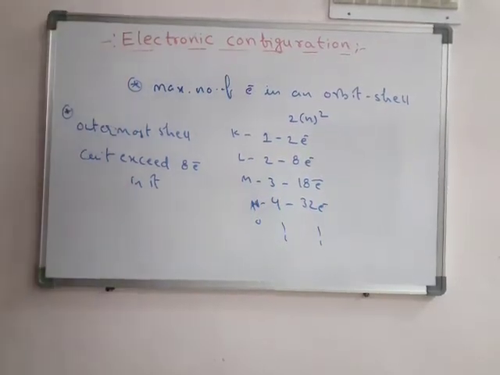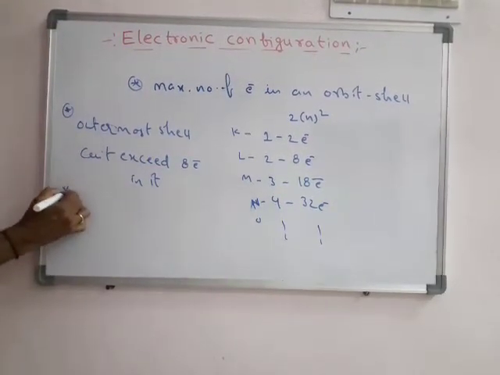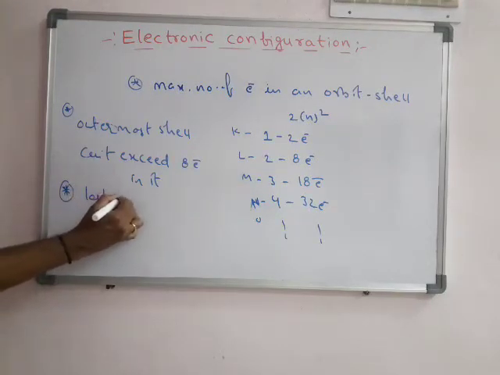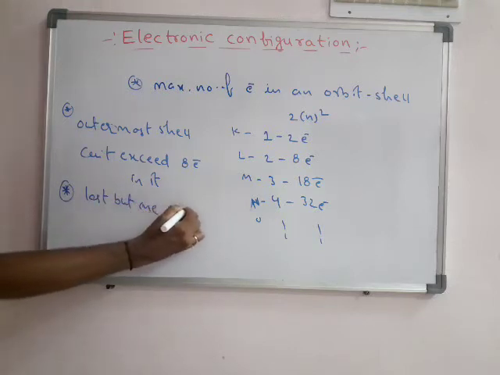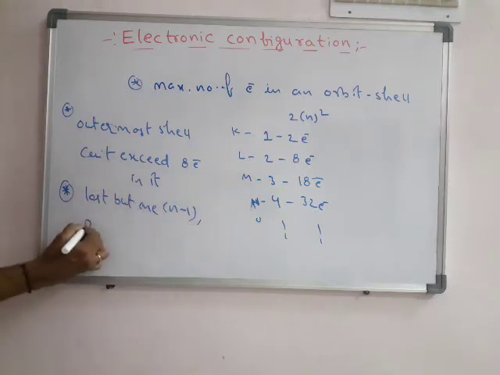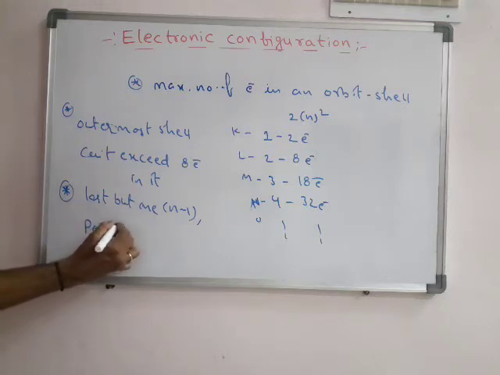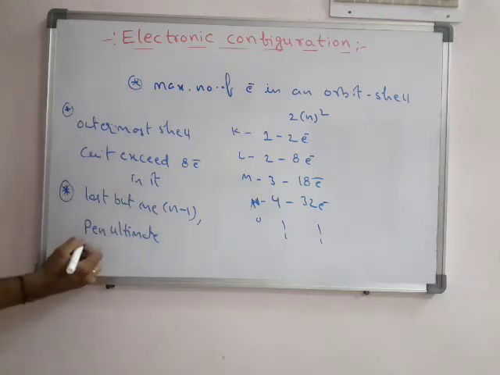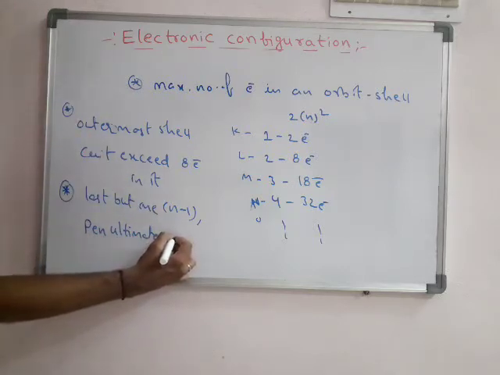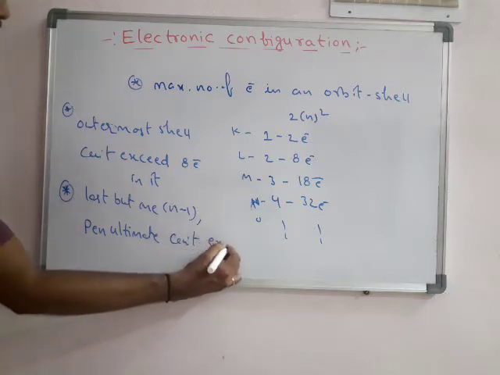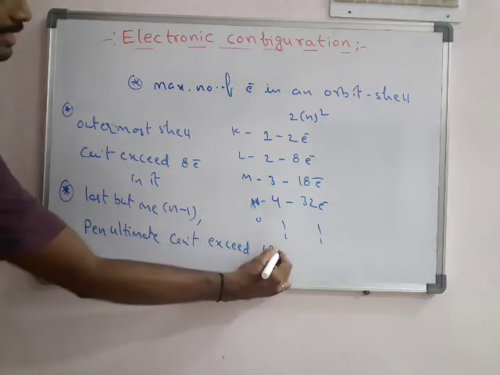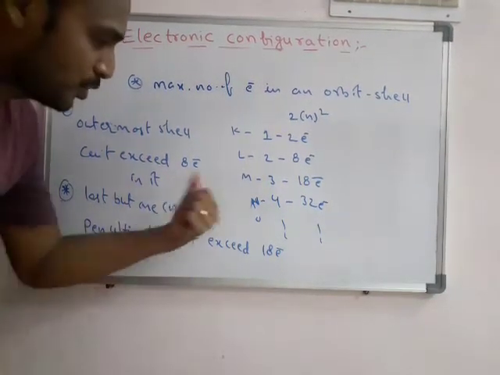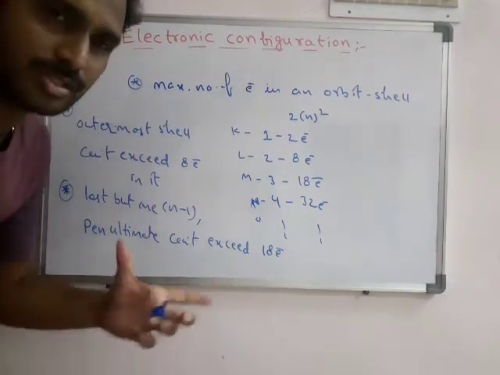Okay. Next, what about the last but one shell? There is also a rule given about the last but one, n minus 1. In general, the word is penultimate. Ultimate means the final one, so penultimate means last but one. The penultimate shell cannot exceed 18 electrons. So the last shell cannot have more than 8 electrons, and the last but one shell cannot have more than 18 electrons.